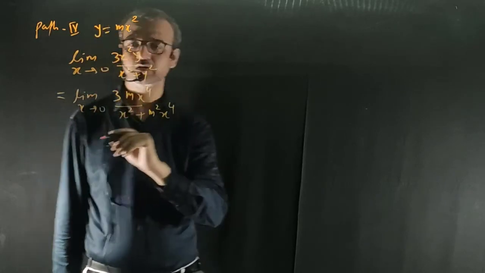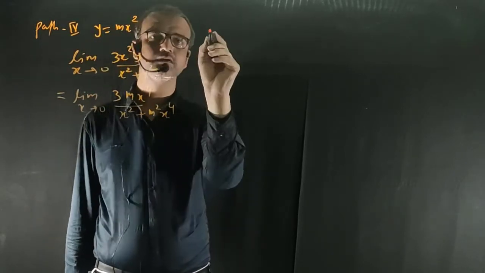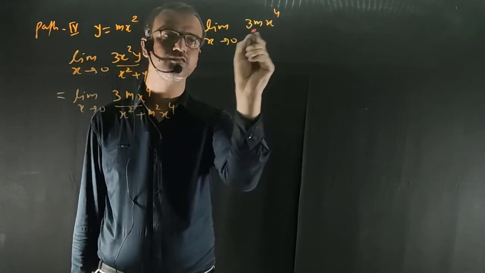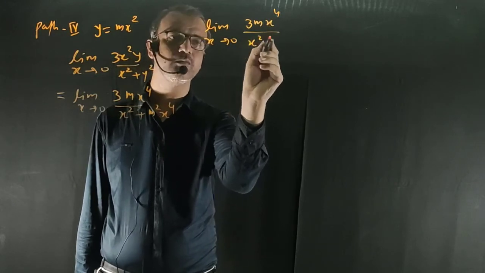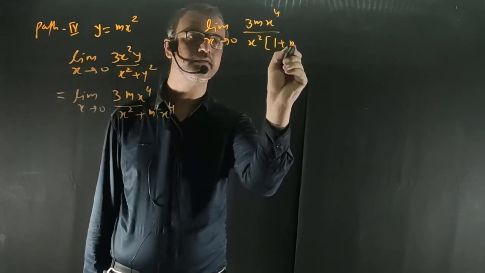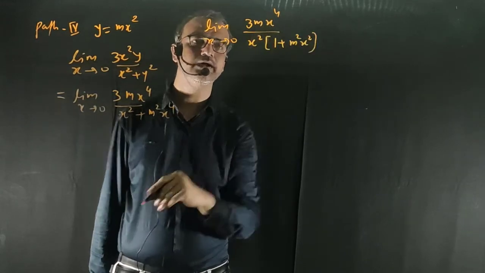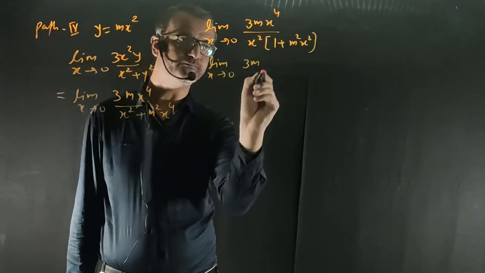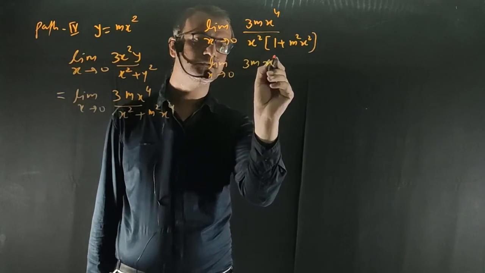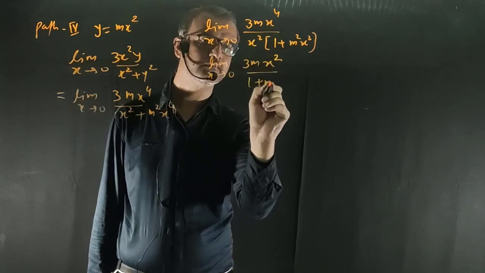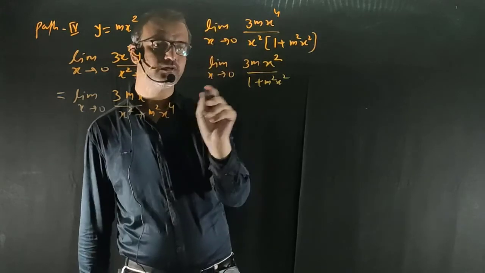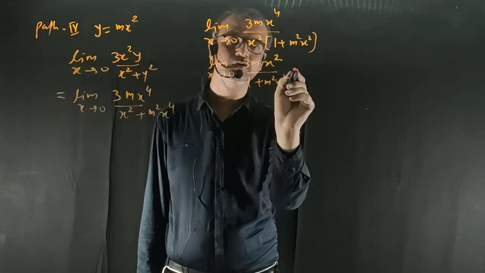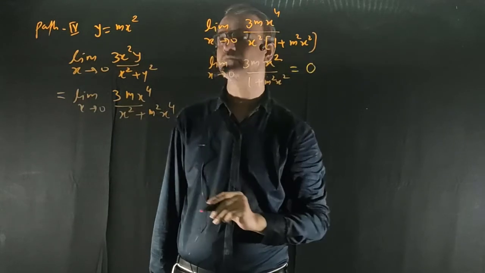Now taking x square common from the denominator, we have limit x tends to 0, 3m x raised to 4 divided by x square common, so into bracket we have 1 plus m square x square. Now x square will cancel out, so we have limit x tends to 0, 3m into x square divided by 1 plus m square x square. Now if we put x equals 0, the numerator will become 0 and in the denominator we will have 1 plus 0. So the result is 0 over 1, and that is 0.